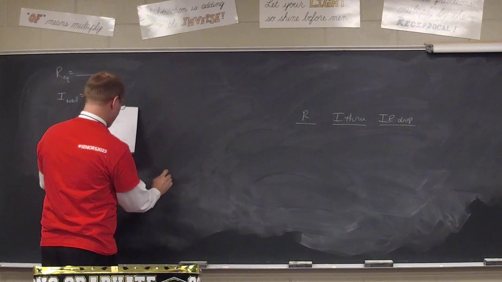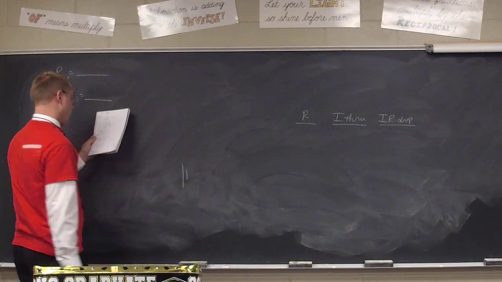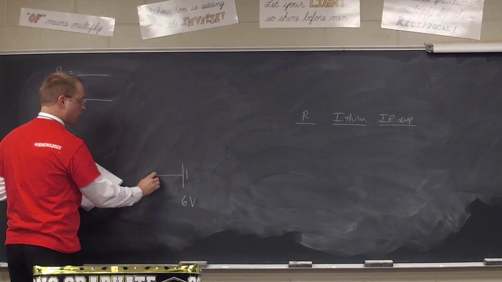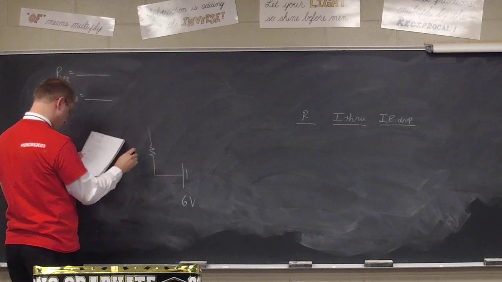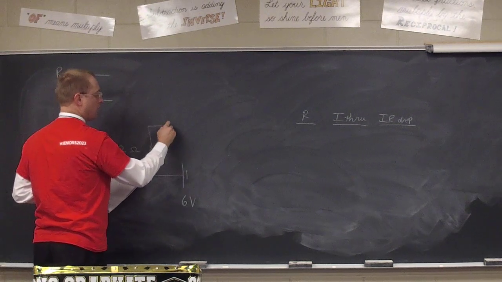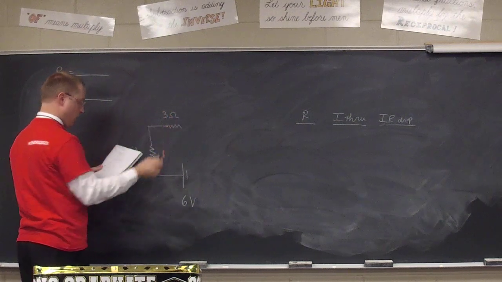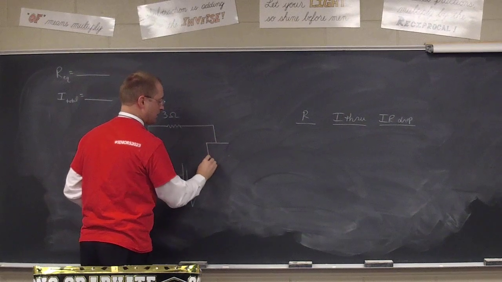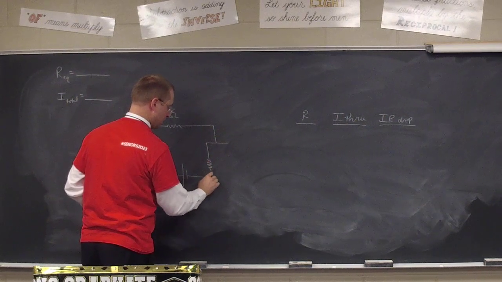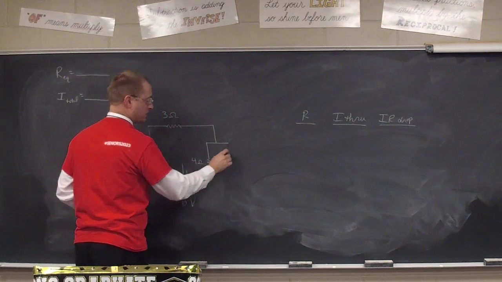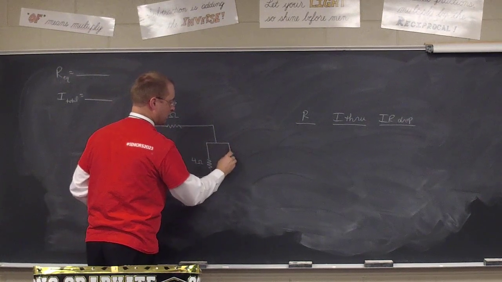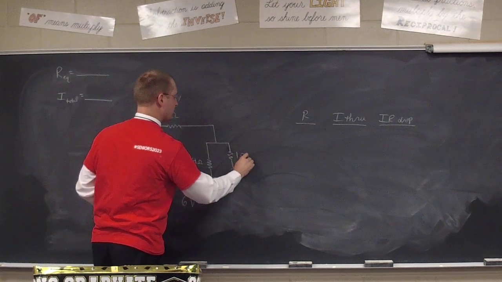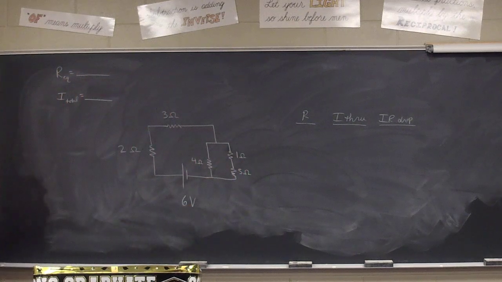Okay. Let's have our battery, and let's suppose it's a 6-volt battery. Current goes out, goes up through a 2 ohm resistor, goes over to a 3 ohm resistor, and starts heading back toward the battery. Then it splits, so that there's a 4 ohm resistance here, and there's a 1 ohm resistance and a 5 ohm resistance.